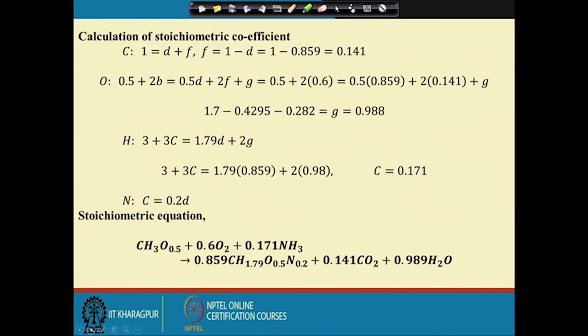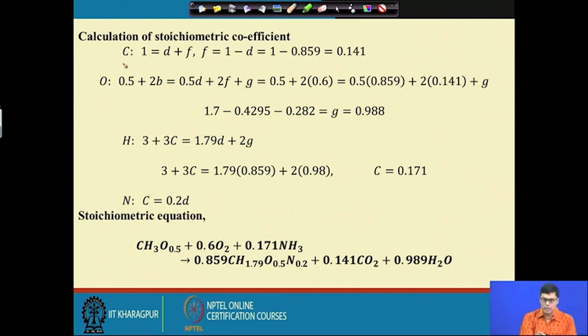And then this is the simple elemental analysis. In this equation, if you do the elemental balances, this is the carbon balance, this is the oxygen balance, this is the hydrogen balance, this is the nitrogen balance. If you do, you will get all the coefficient values, different coefficient values. And if we put this into the stoichiometric equation, we will find this equation is CH3 0.6 O2, and this you can find out.